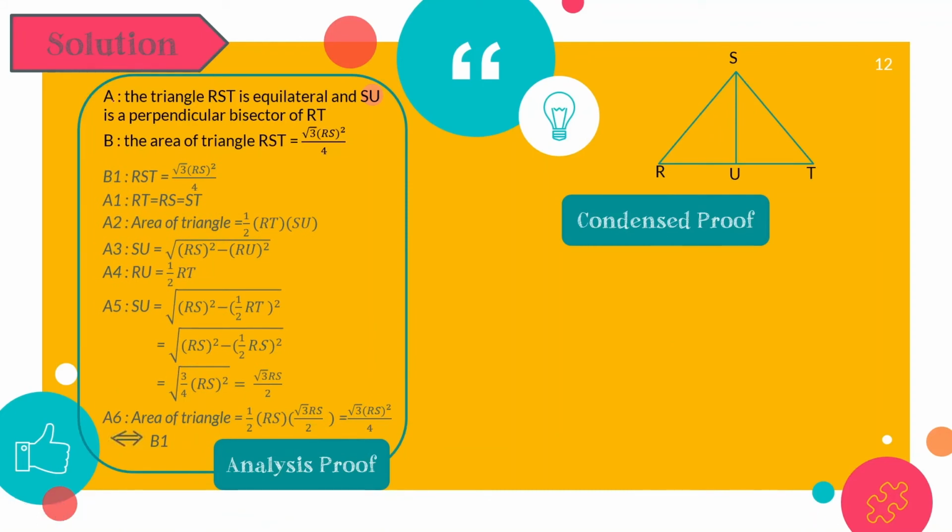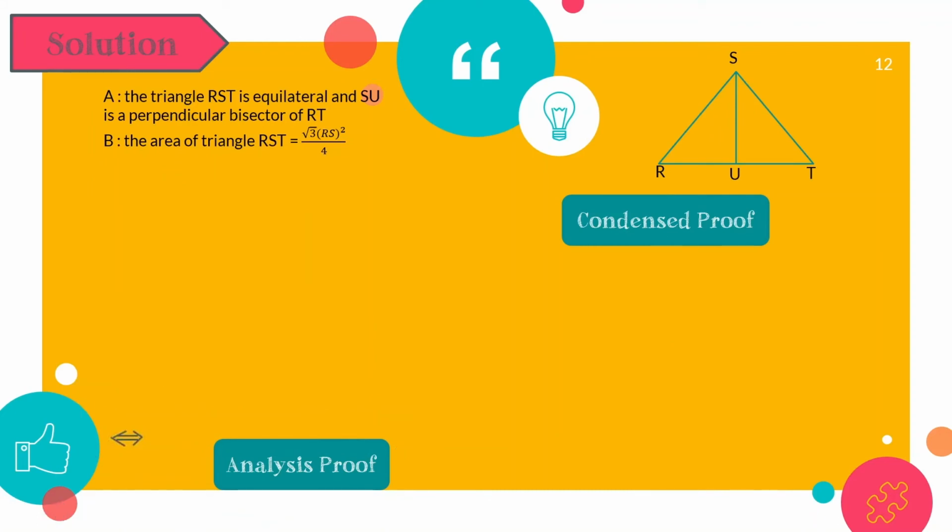Okay, so the statement hypothesis: we have the triangle RST is equilateral and SU is a perpendicular bisector of RT. Basically, I have drawn this for you in the previous slide. So this is the proper drawing of the triangle. This is the equilateral triangle.